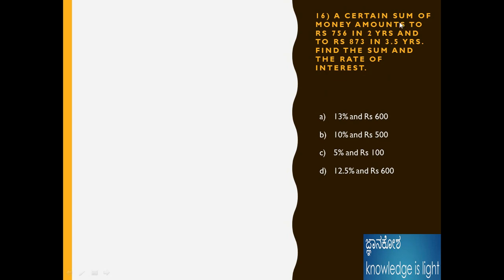A certain sum of money amounts to 756 in 2 years. I don't know the exact money, okay, I make it as a table. I don't know the principal amount. For 2 years, T is equal to 2 years, the amount is equal to 756. Understand here, and rupees 873 in 3.5 years. So I don't know the exact amount.